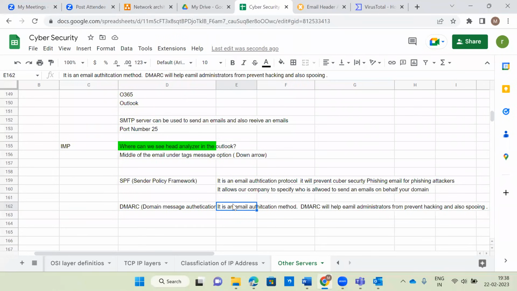Whenever an attacker tries to change the phishing email's spoofed address, in that scenario the attacker can't send it. Maybe day after tomorrow we will discuss the spoofing category, and then you will come to know how an attacker impersonates the end user, sends the mail and gains a response. If you don't enable the DMARC policy, an attacker can easily hack our systems via email. So this is the email authentication method, and the other is the email authentication protocol. Next one is DKIM.